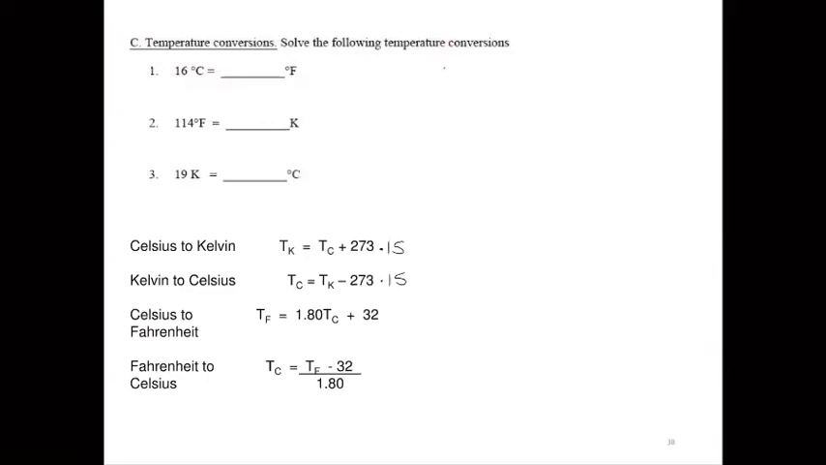Okay. So in the first one, we have the transition between Celsius to Fahrenheit. So if this is equation one, this is two, this is three, this is four. Which equation are we using? We're going from Celsius to Fahrenheit. Excellent. Equation three. So for this problem, I'm using equation three. I'm finding temperature in degrees Fahrenheit. So I'm going to take my temperature in Celsius, multiply it times 1.80, and add it to 32.